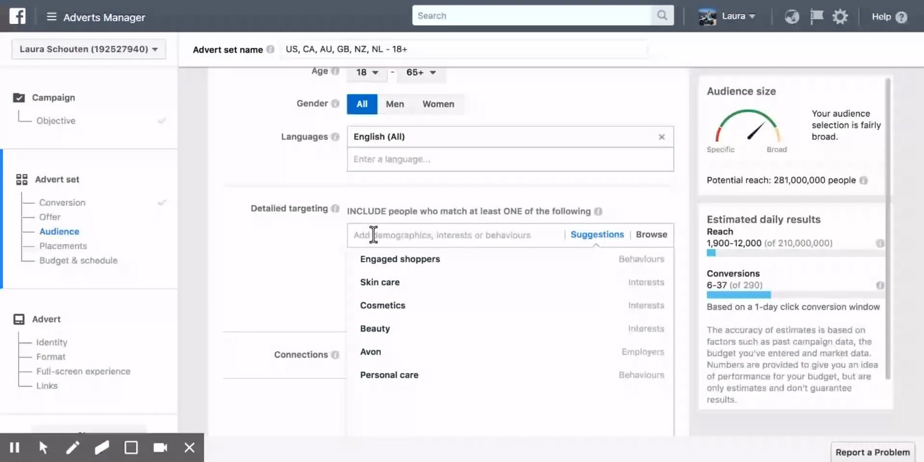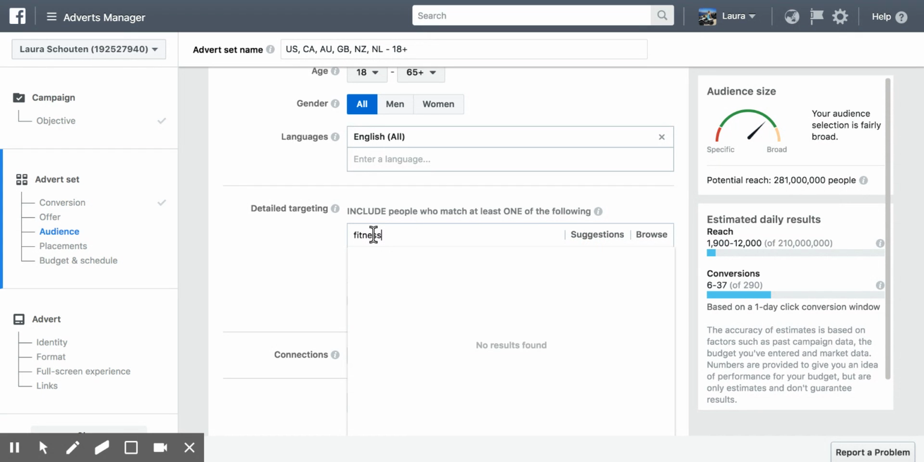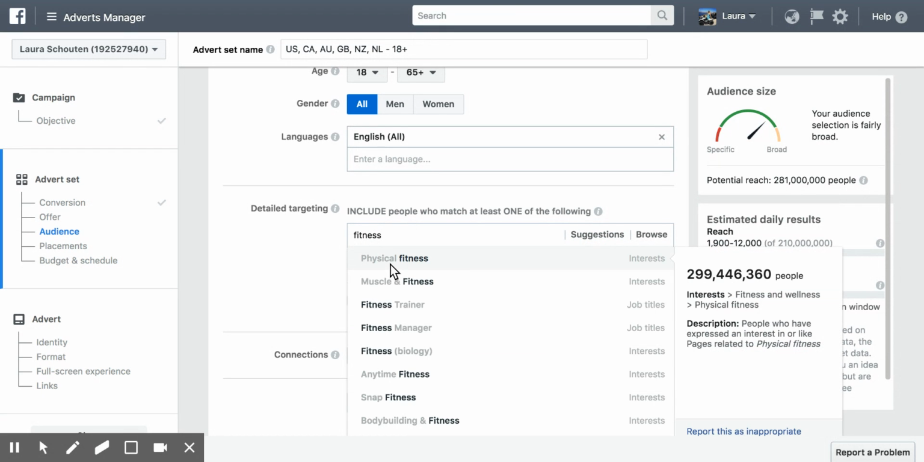So before we go into the fitness examples, I want you to think to yourself for a second. Who's the most passionate people in fitness? All right. And now when you target, I'm going to teach you something right now. And type in fitness. Okay. So physical fitness is like a broad interest. So it means people, they might like soccer, they might like football, they might like the brand Adidas, they might like Nike. It's very broad.